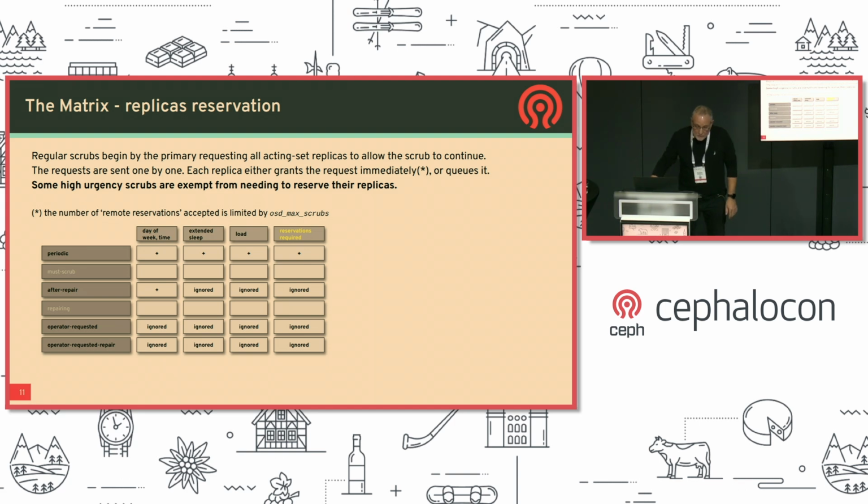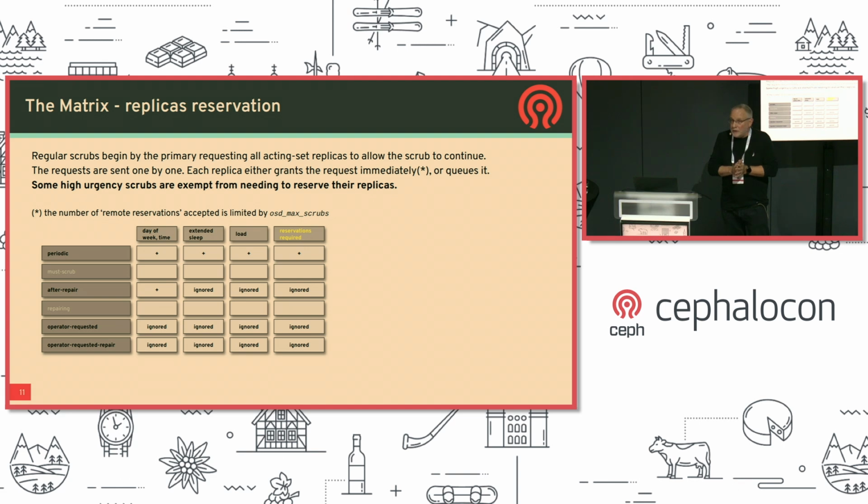A second, more important, more meaningful restriction is the idea of replica reservation. If you remember from the transition slide I showed earlier, usually a scrub starts by the primary OSD requesting the replicas for their resources. Okay? And each replica counts the number of scrubs it participates in as a replica. Each OSD counts the number of scrubs it participates in as a replica. And once we reach OSD max scrubs, such requests will be queued.